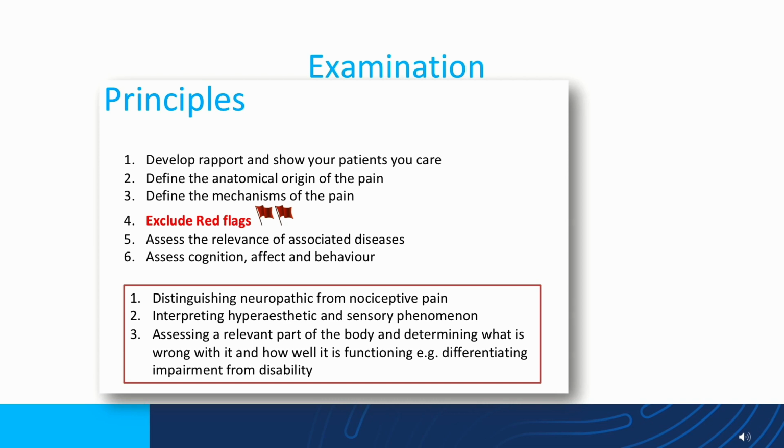I want to define the anatomical cause or the origin of the pain. I want to define the mechanisms of pain if I can. So what are the pain generators? Yes, I'm looking for red flags. And then I'm assessing cognition, affect, and all the yellow flags.